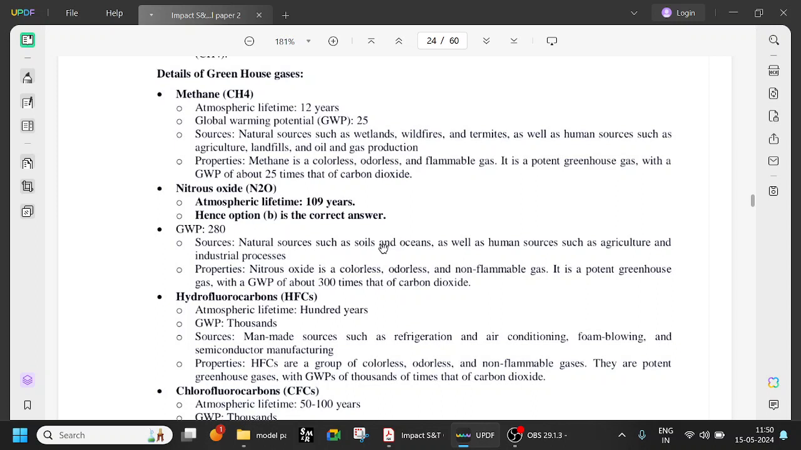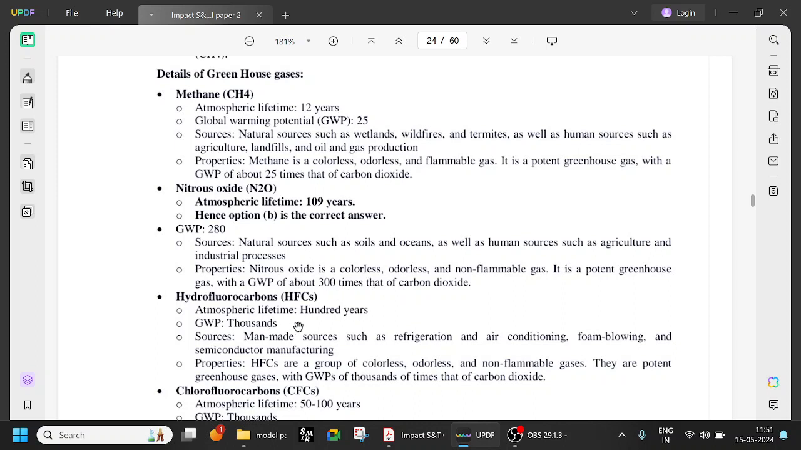Sources also we have seen: soils, oceans, natural. So nitrous means nitrogen, right? So you will have human sources, agriculture, industrial processes. Okay, here pesticides, fertilizers, and all those things. It is also a colorless, odorless, and non-flammable gas. See, methane is flammable. That means if you burn a matchstick, it will burn. But nitrous oxide will not burn. It's a potent greenhouse gas with about 300 times potential. Okay.